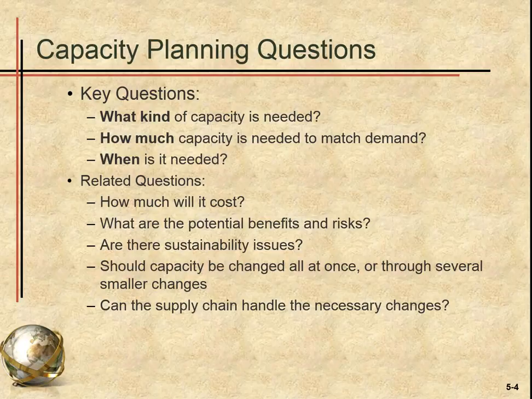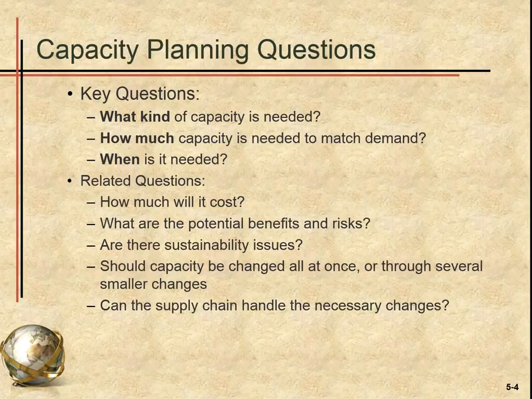Now, if you look at the other related questions, again, they all make sense. Before you decide on how much capacity you're going to buy or add to your factory, you want to know how much it's going to cost. You want to know the potential benefits and risks. You want to know if you need to buy, like I mentioned before, all of it at once, or can you do it in small increments?